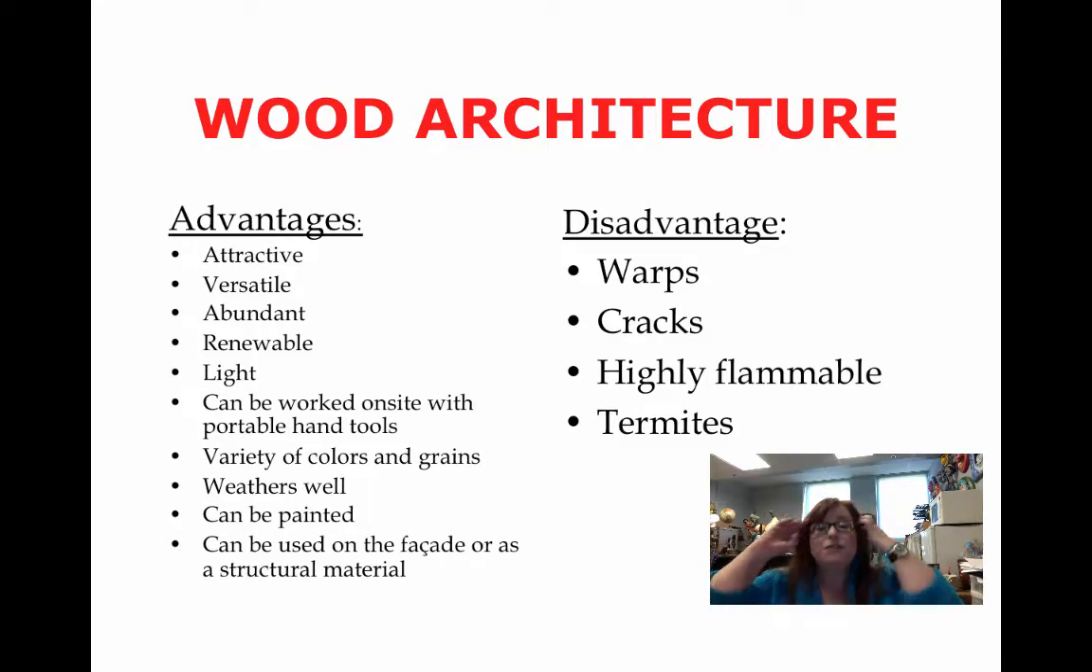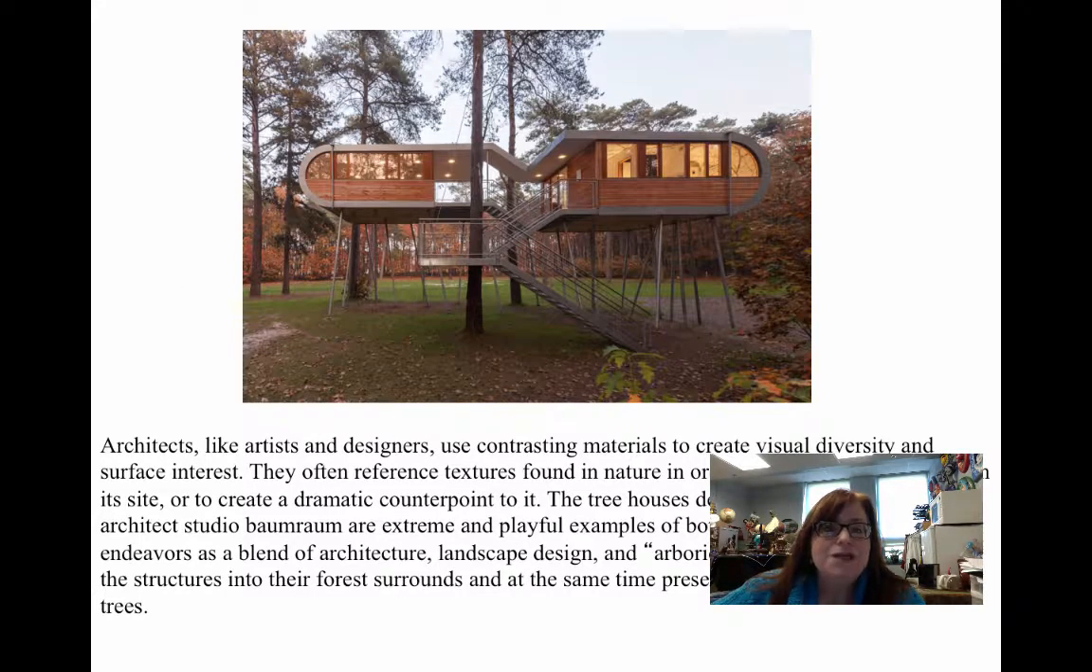The disadvantages, if we're not careful, can be very big. It can warp, it can crack, it is highly flammable, and of course termites are a problem. So architects, like artists and designers, use contrasting materials to create visual diversity and surface interest. And they often reference textures found in nature in order to integrate a building with its site or to create a dramatic counterpoint to the site.